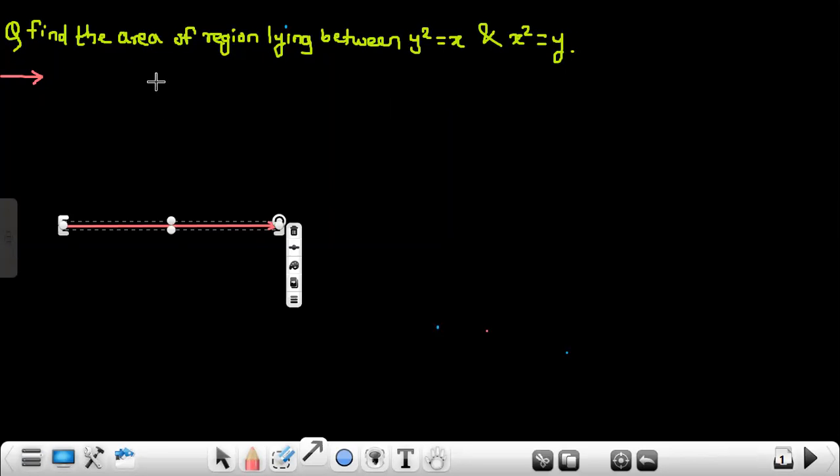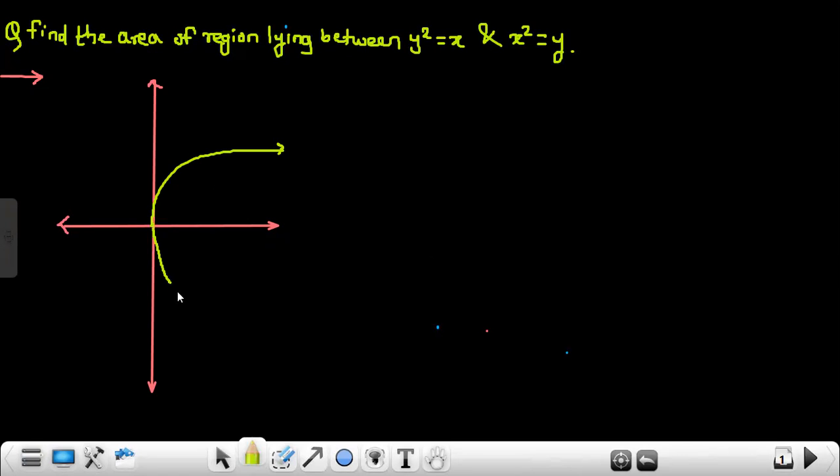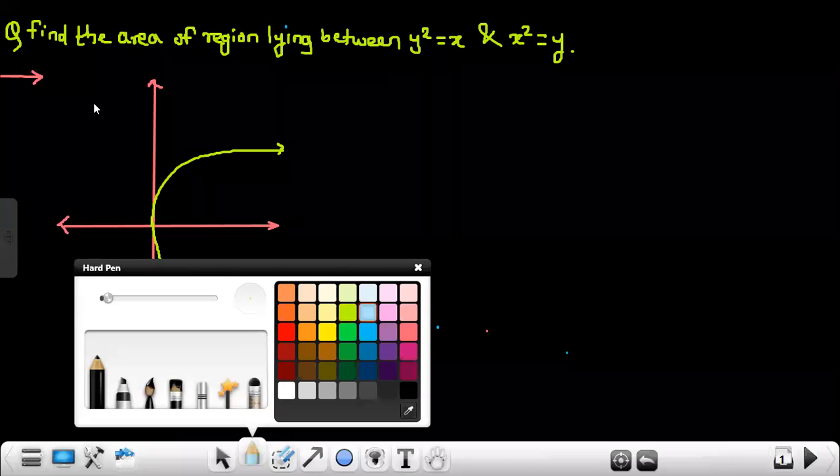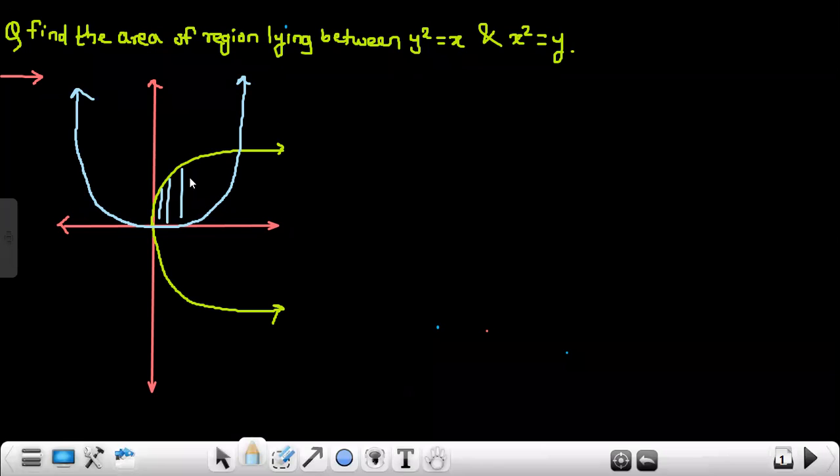So I drew the y-axis and x-axis. Now, this is my right-hand parabola. Then this is my upward parabola. And we have to find this area enclosed between the two curves.